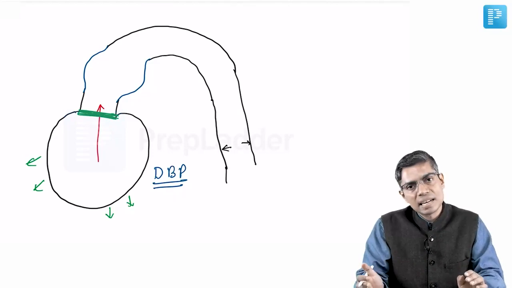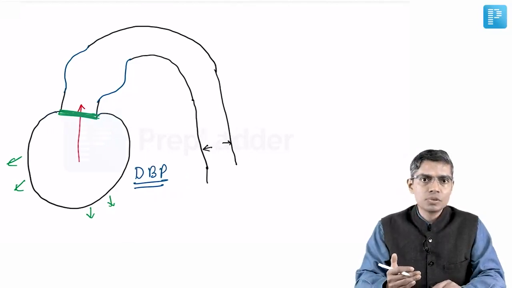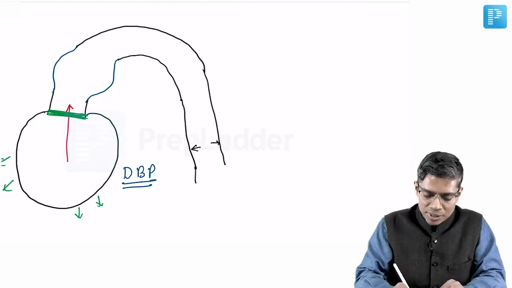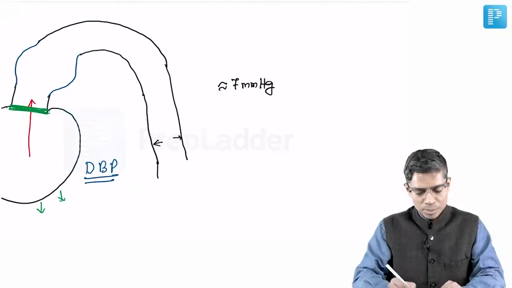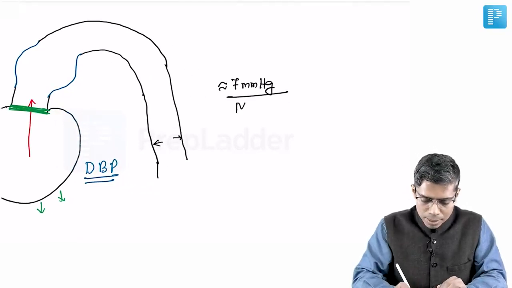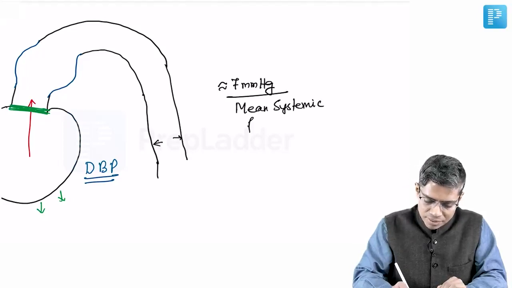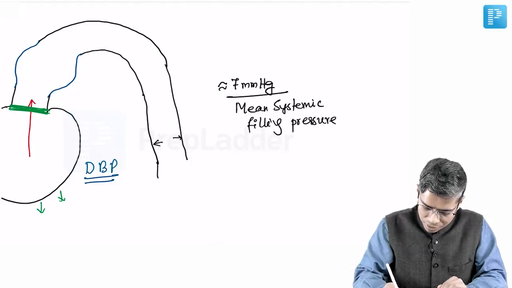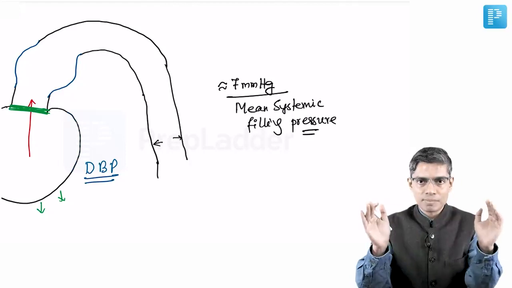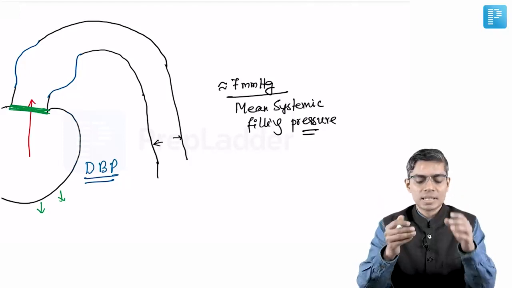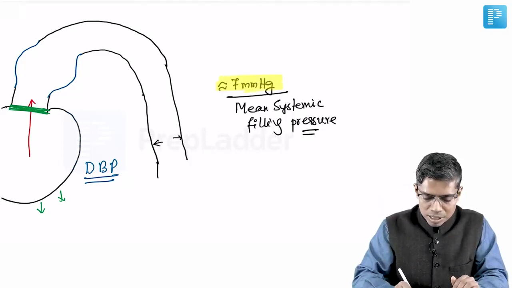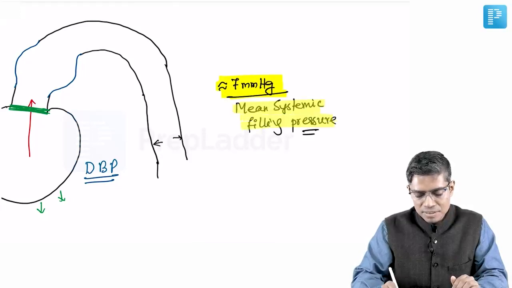Suppose there is a sudden cardiac arrest. What will be the pressure inside the vessel? Do you think that will be zero? The answer is not zero. That will be nearly equal to 7 millimeter of mercury, and this pressure is known as the mean systemic filling pressure. Please remember this name, mean systemic filling pressure. So whenever the blood flow is stopped, the pressure exerted on the vessel wall is very minimal, but it is not zero. It is nearly equal to 7 millimeter of mercury. That is known as mean systemic filling pressure.